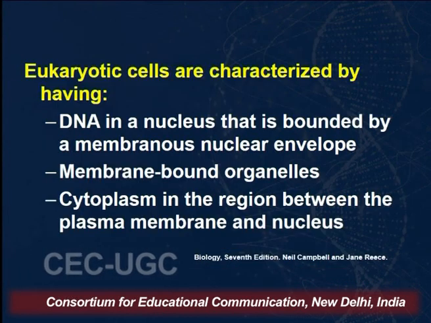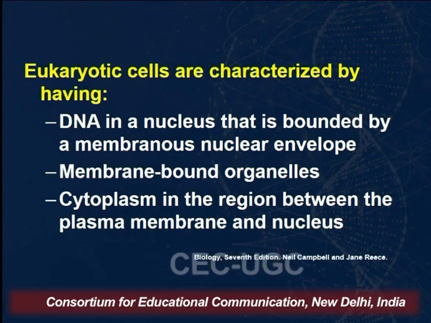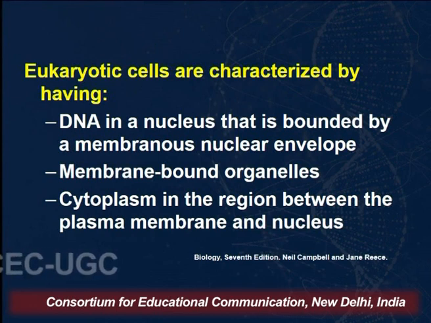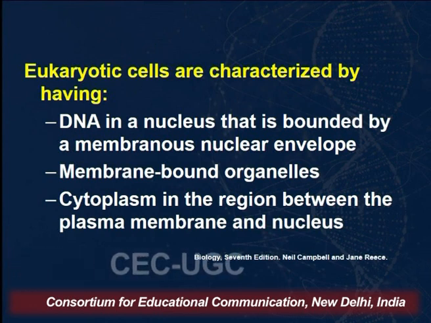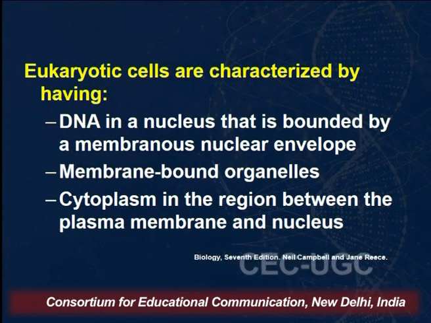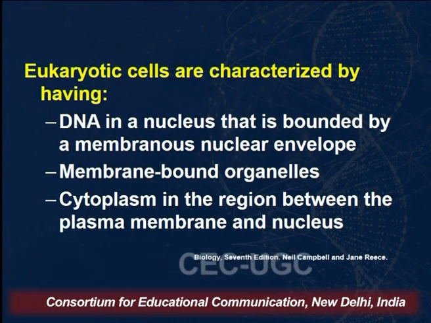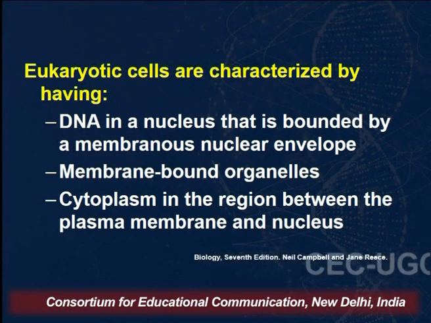Now the eukaryotic cells are characterized by having the DNA present in the nucleus, bound by a membranous nuclear envelope, and the DNA is further condensed into specialized structures which are called chromosomes. Now the membrane bound organelles are present in these cells, which are very important in the functioning of the various biochemical pathways within the cell.